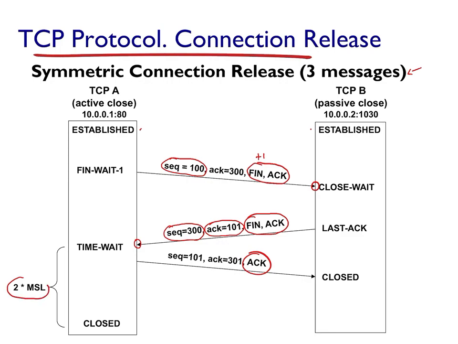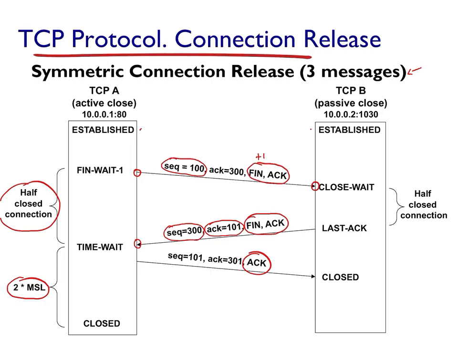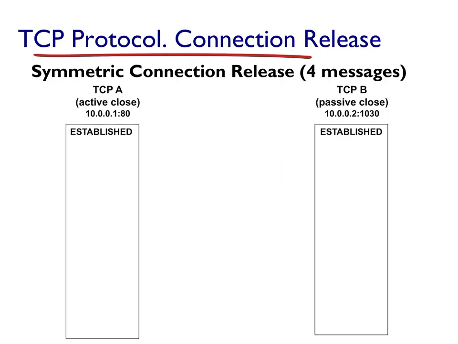But A has to wait double the maximum segment lifetime before closing, waiting for potential data that are in the network. After sending the FIN flag, the half-closed connection interval is open. And then, on the other side, in the passive close end, the half-closed connection starts after receiving the invitation to disconnect and ends when acknowledging the disconnection.